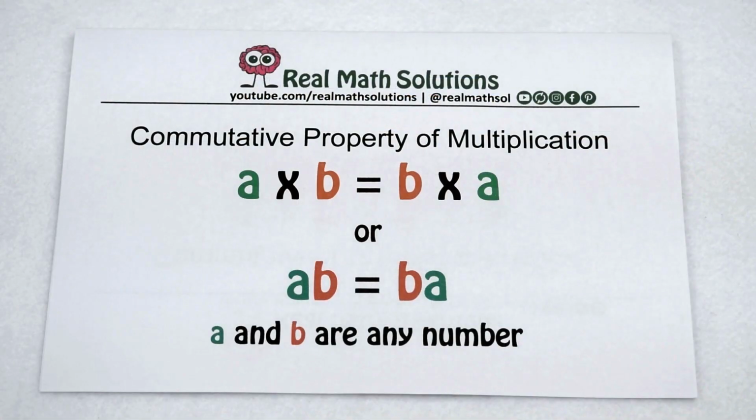We can write a general rule for the commutative property of multiplication. Let A and B stand for any number. This tells us that the product of A times B is going to be equal to the product of B times A.